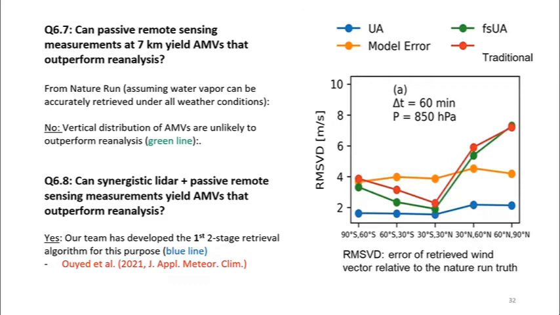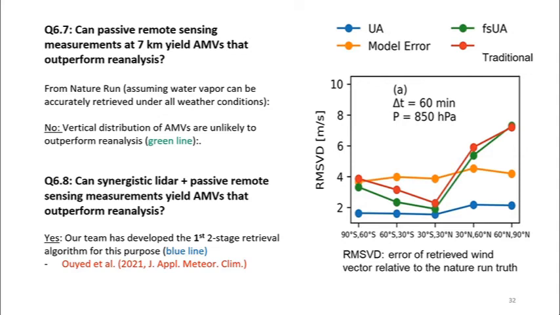And now, imagine for the mission, if we only have passive remote sensing measurements at 7 kilometers, we can yield MVs, but can those MVs outperform the analysis? We don't have observational data. What can we do? We use the model data for the sensitivity test called the nature run. And the results are summarized in the figure as indicated by the green line.